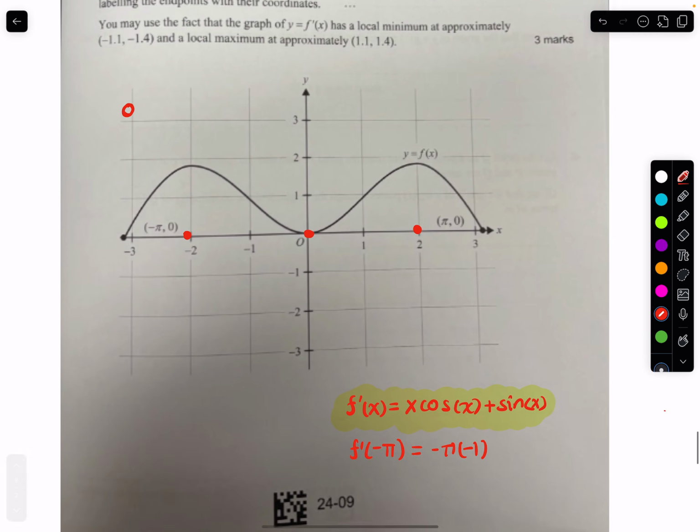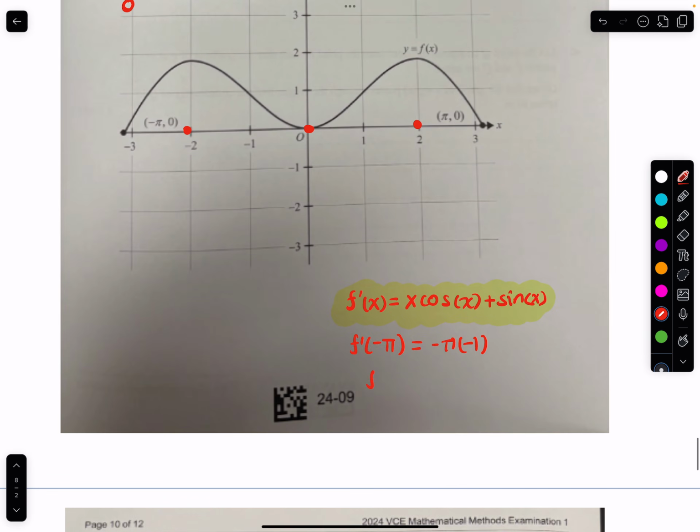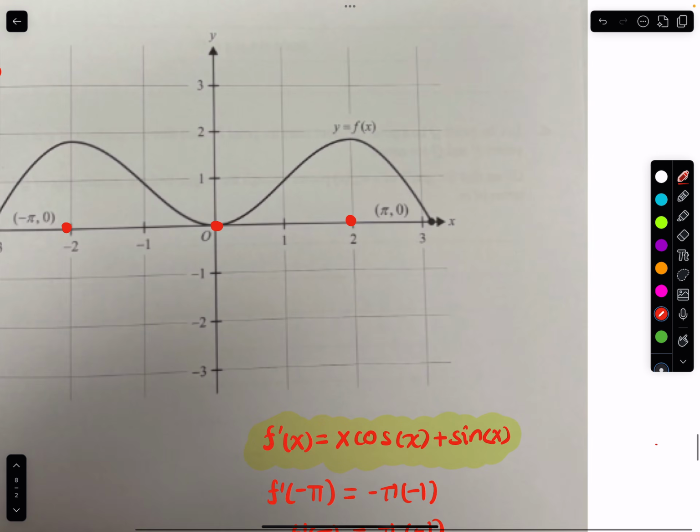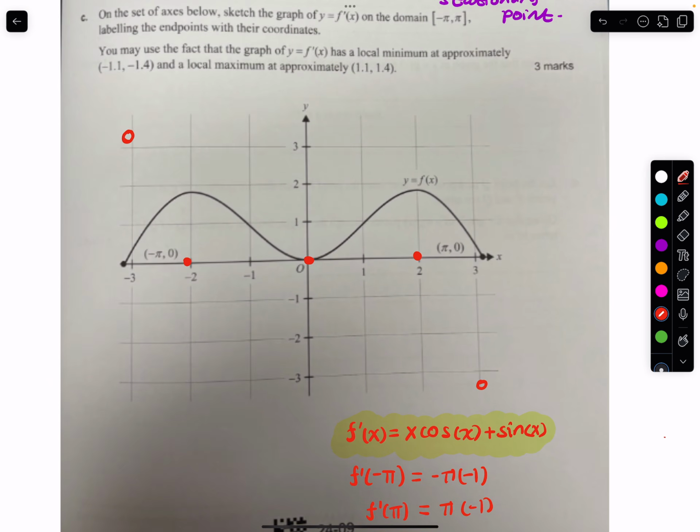Okay, let's try then the other endpoint, which is pi. So f dash of pi is what? F dash of pi is pi cos pi. So we know that cos pi is negative 1, and sine pi, of course, is 0. So it's negative pi, actually. So negative pi is around here. So done, we have these two open circles.